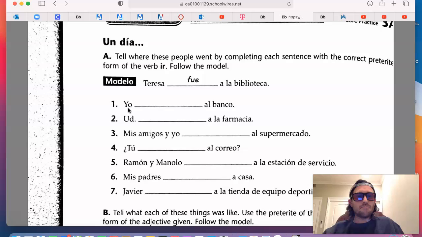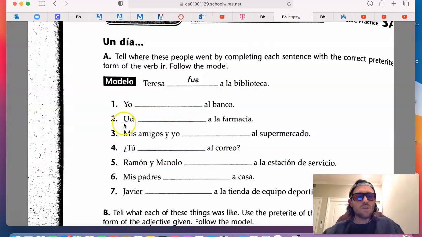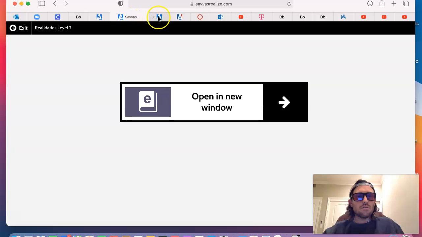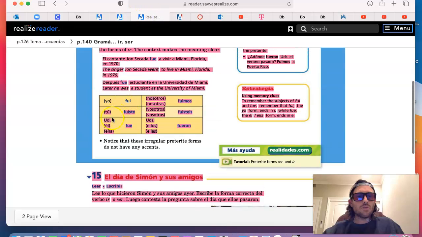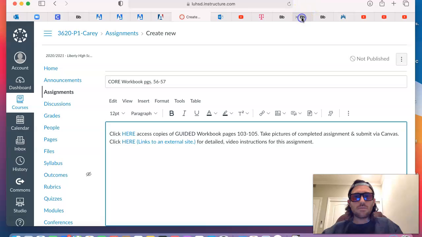according to the subject, right? So for example, número uno in the yo form, to say I went to the bank, would be yo fui, ¿cierto? Yo fui al banco. Number two, in the usted form, usted blank a la farmacia. Just go to your notes here. In the usted form would be fue. Just getting you guys to practice using the different forms of ir in the preterite. The more you practice, the more it will stick.